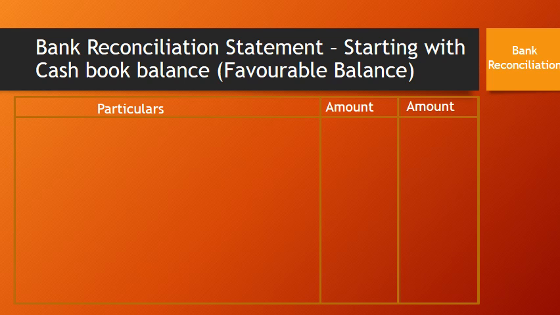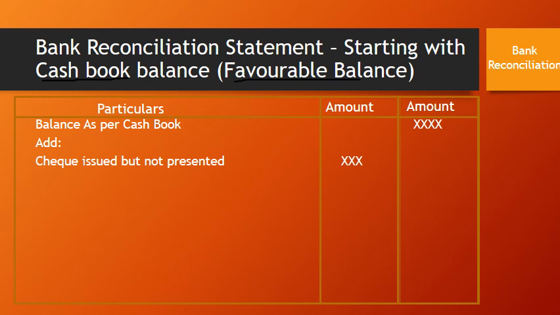Let's see templates based on various balances. The first one here is the bank reconciliation statement template for cash book balance. We are starting reconciliation from the cash book, where the cash book is showing a favorable balance. So bank balance as per cash book, we have a favorable balance, meaning we have a debit balance.